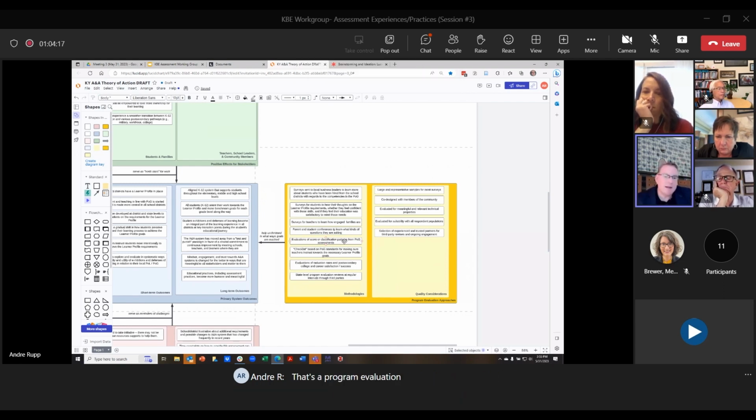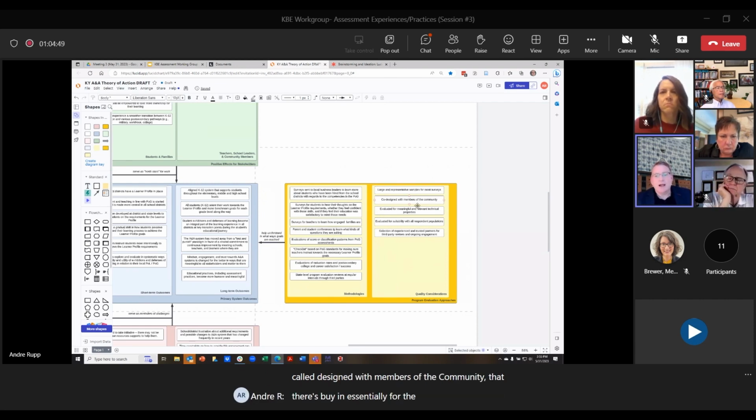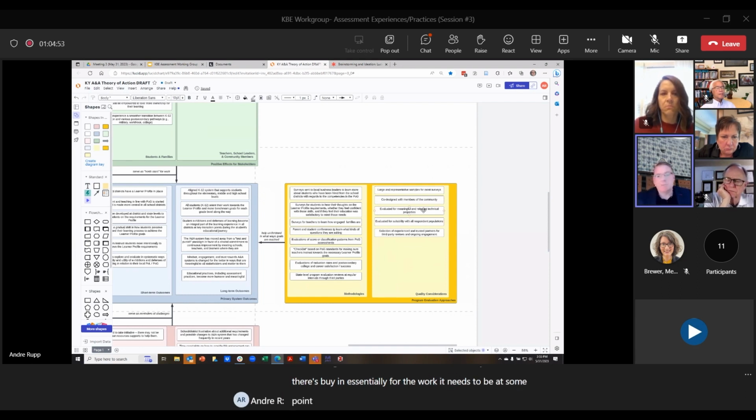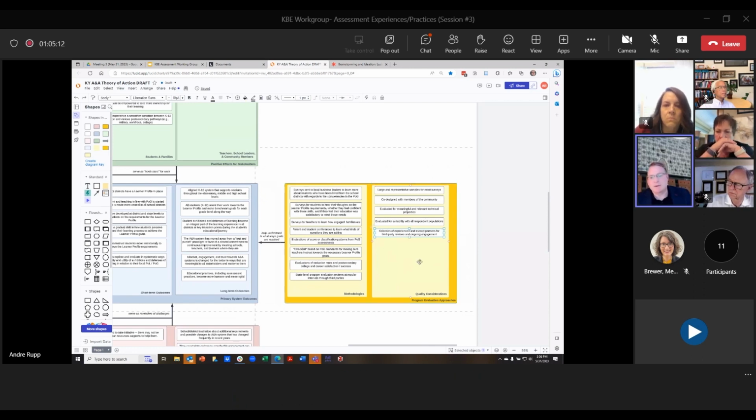That's a program evaluation question. But as a sensitization exercise, it's nice to say that when people talk about methodologies, it's these kinds of things. And in terms of quality considerations, for example, some of you mentioned that if we do a survey, we need a large sample. I added the language of large and representative for most surveys, right? We also want to make sure that questions on surveys are co-designed with members of the community, that there's buy-in for the work. It needs to be, at some point, evaluated for meaningful and relevant technical properties. That doesn't necessarily mean reliability, but just making sure that questions are comprehensible, and information gets aggregated and disaggregated in ways that are meaningful and defensible. So there's some stuff that we could think about there.